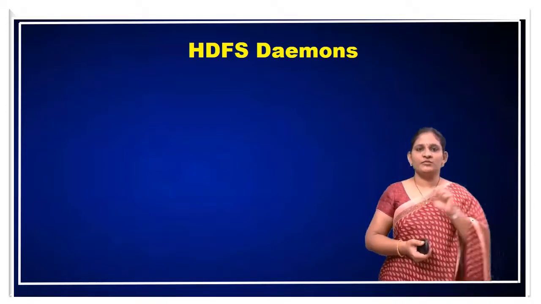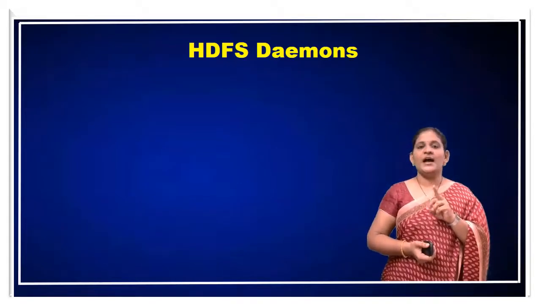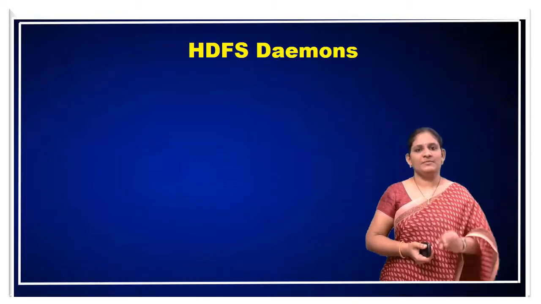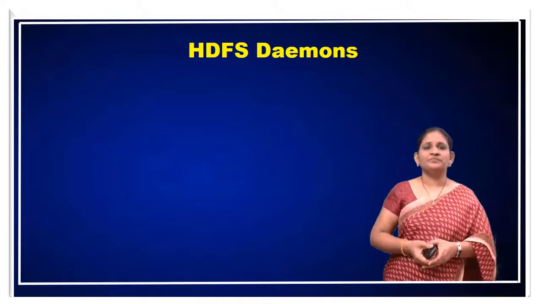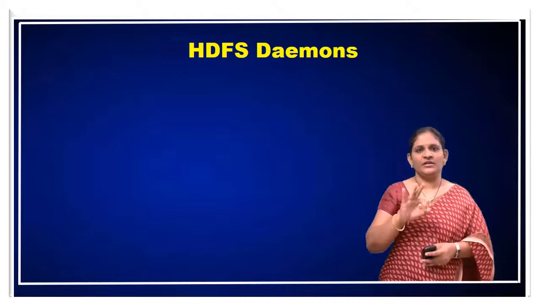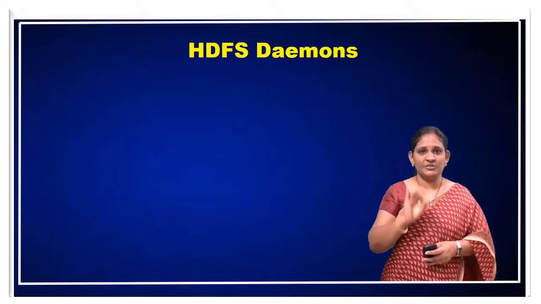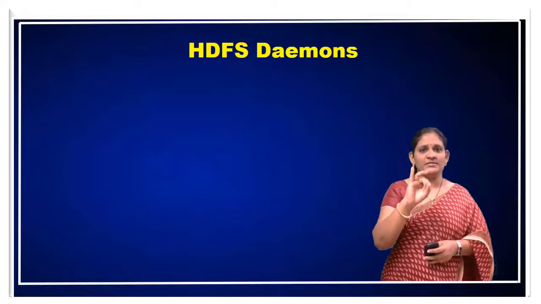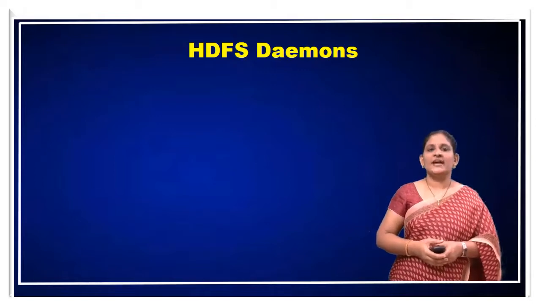We have segregated those 5 into 2 groups. One is the HDFS daemons group, another one is the MapReduce daemons group. Today we will start with HDFS daemons. The HDFS daemons are 3: NameNode, DataNode, Secondary NameNode. Okay, students, let's start with the NameNode.